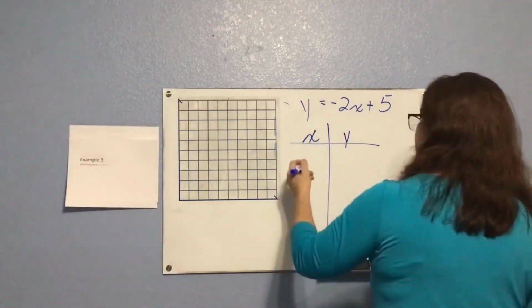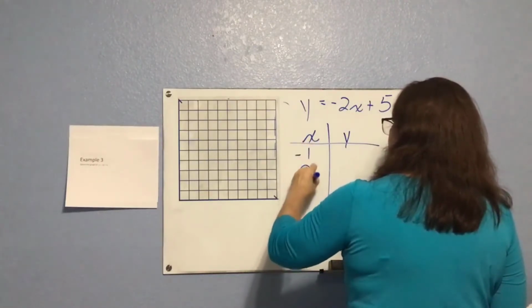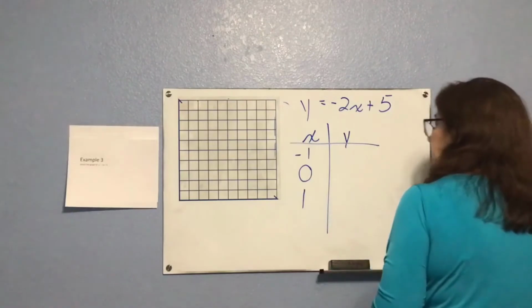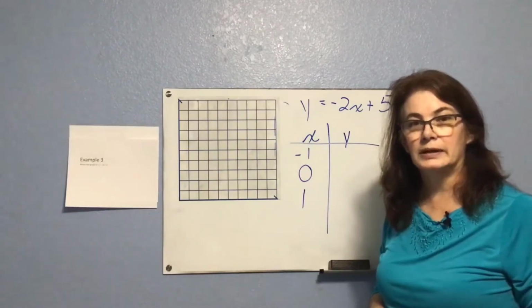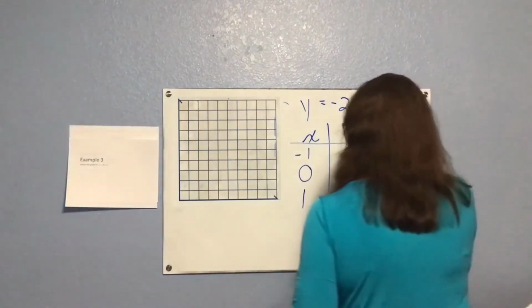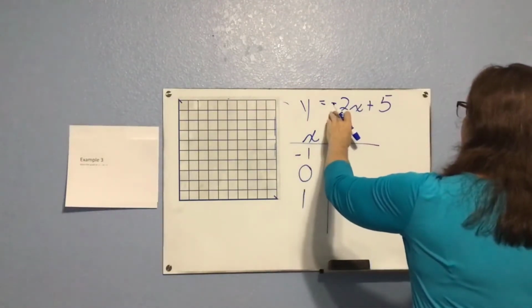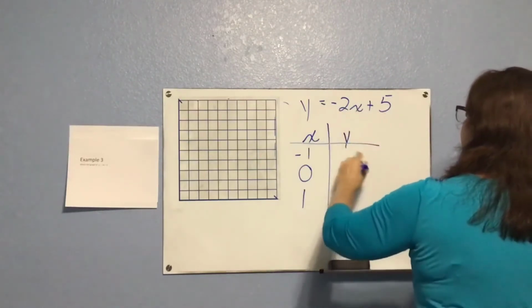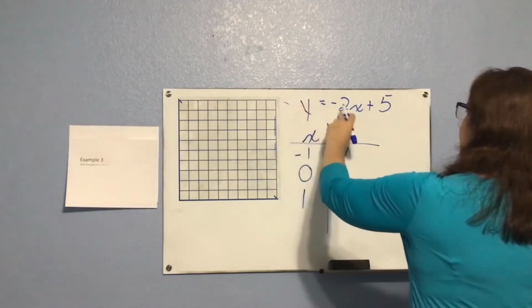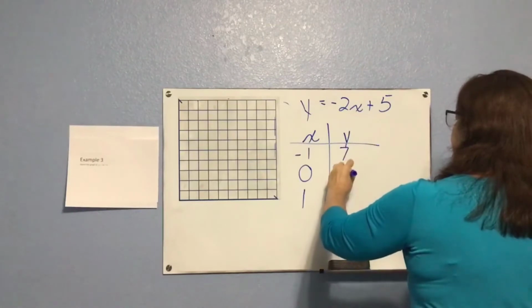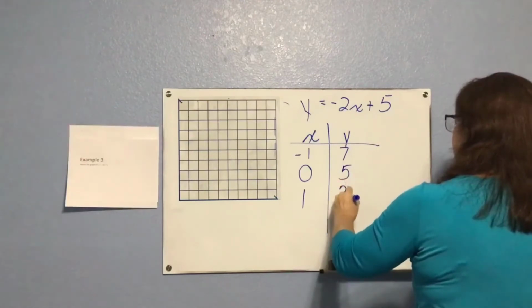And generally I like to have some negative numbers, some positive. So let's start with negative 1, 0, and positive 1. And once I have these values, I can figure out if I need to have some more values to get a better idea of the graph. So if x is negative 1, I would have negative 1 times negative 2, so this would be positive 2 plus 5 is 7. And then if x was 0, I'd have just a 5. And if x was positive 1, I'd have negative 2 plus 5, so that would be 3.